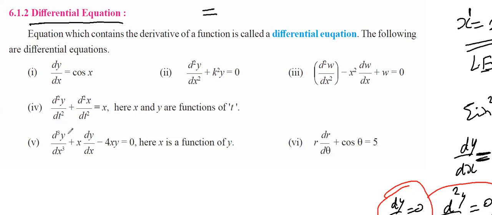And here it is d3y upon dx cube plus x dy by dx minus 4xy is equal to 0. Here again x is a function of y. Here r dr by d theta plus cos theta is equal to 5. This is again a different form of differential equation. Here r is a function which is differentiable with theta, and theta is an angle measured in radians.